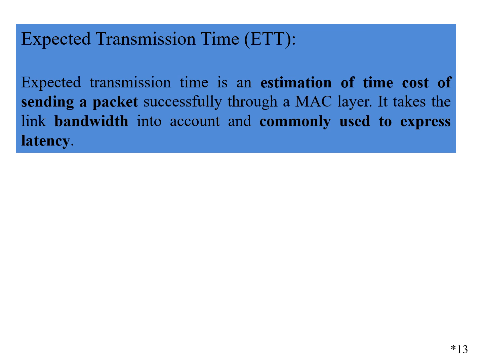Another metric used in wireless sensor networks to select a path is expected transmission time. Expected transmission time is an estimated time cost of sending a packet successfully through the MAC layer. It takes the link bandwidth into account and is commonly used to express latency. So let's take the same example. We have a source and this is the destination.